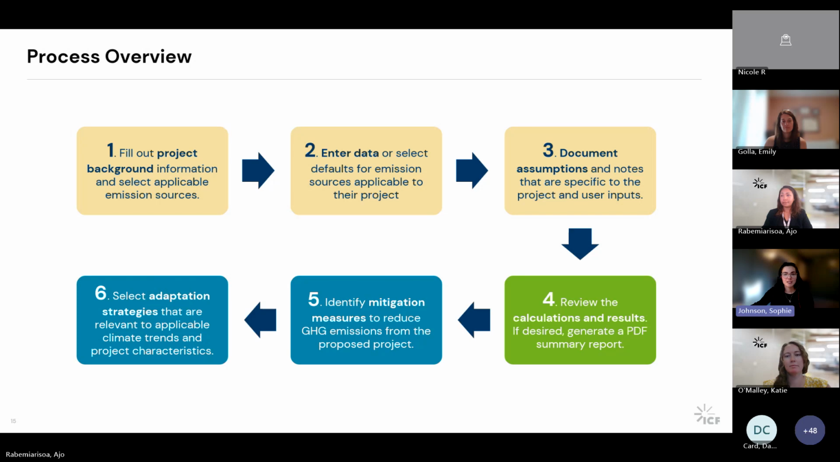Great. The diagram here outlines the steps users should follow when using the calculator, beginning with filling out project background information and selecting applicable emission sources, followed by entering data for emission sources designated as applicable to the project, documenting any assumptions and notes, and reviewing the calculations and results. Users may then select relevant mitigation measures and adaptation strategies that are applicable to their project, along with selecting any relevant climate trends and project characteristics, which will narrow the list of relevant adaptation strategies.